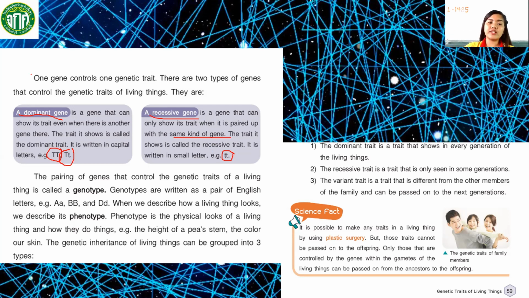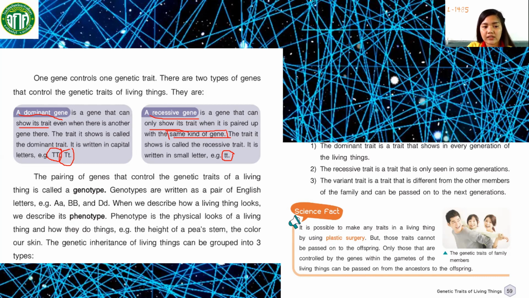So the difference here is that a dominant gene shows its trait even when there is another gene there. It still shows its trait even if there is another gene. But a recessive gene will only show its trait when it is paired up with the same kind of gene. It will only show its trait if it is paired up with the same kind of gene.